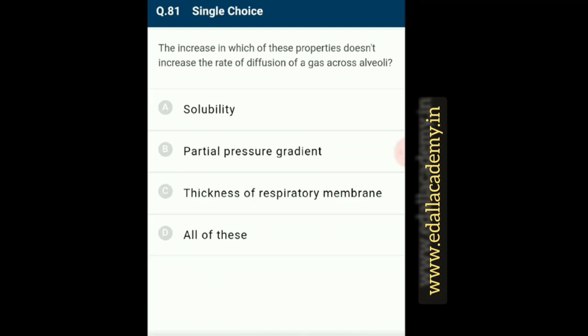Which of these properties affects the rate of diffusion of a gas across alveoli? Alveoli are the structural and functional units of lungs. They are tiny sacs which help in gaseous exchange while breathing by the process of diffusion. Alveoli cells are made up of simple epithelial tissue. Alveoli become less efficient because of diseases, normal aging, smoking, and air pollution. If the gas is more soluble or has a higher partial pressure gradient, the transport of gases will be at a faster rate. However, if the thickness of the respiratory membrane increases, the diffusion of gases across it decreases. So the answer is option C, thickness of respiratory membrane.